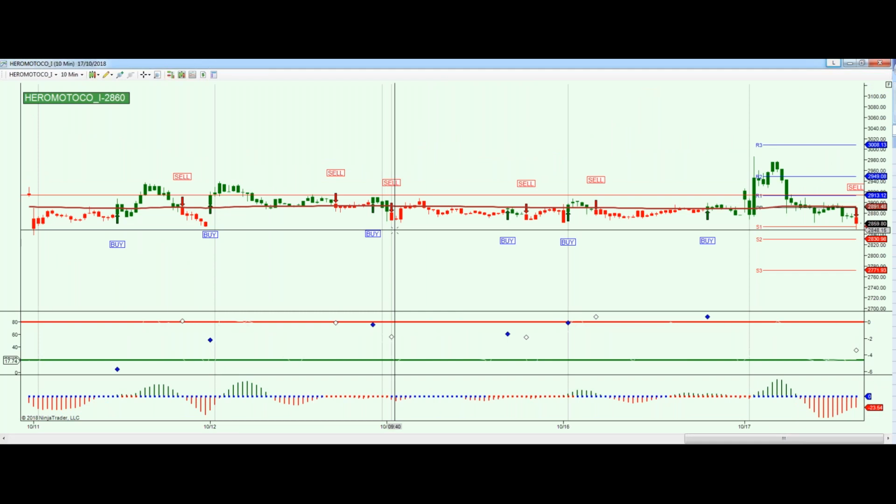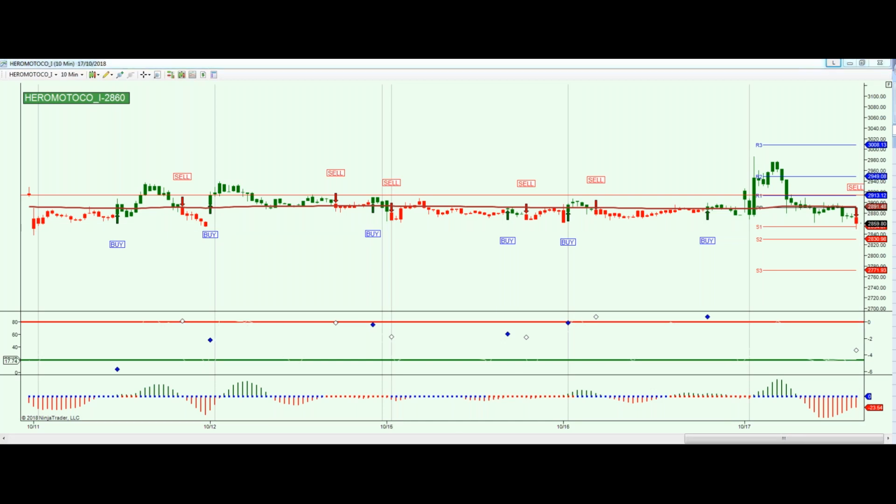So what I do is I place my trade at 2848. I will sell it. So I have a Hero Moto sell, and I just type 2848. As soon as it reaches that, it will turn into red, and then you can start entering into that particular trade.